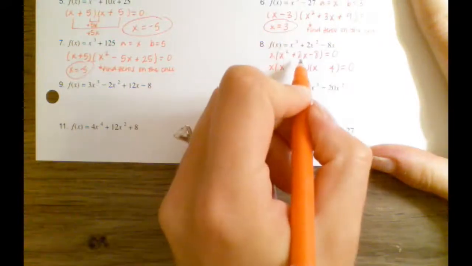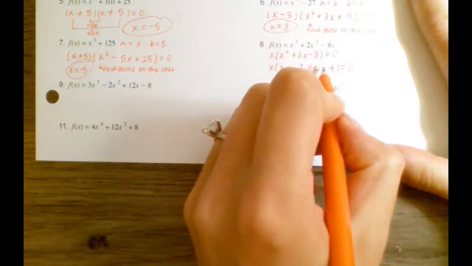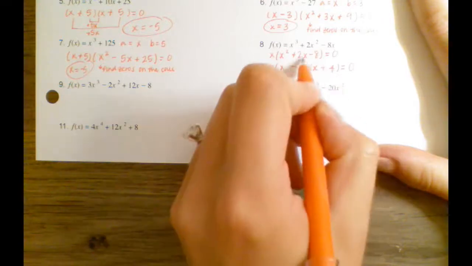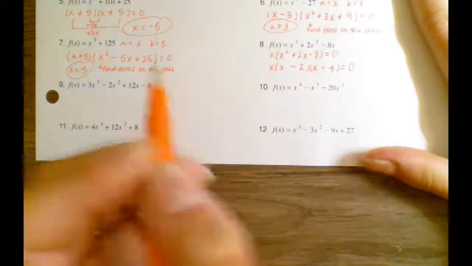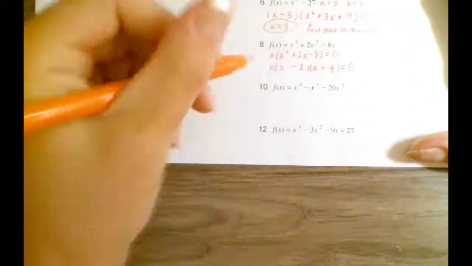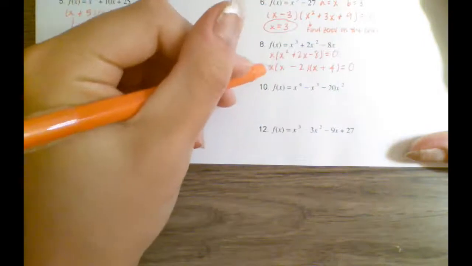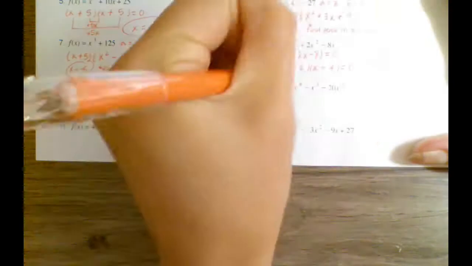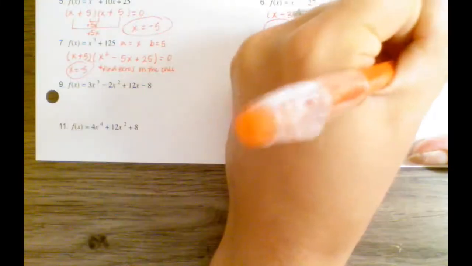Factors of 8 that I subtract or give me 2 are 4 and 2. Let's see, I need this to be a positive 4, and this a minus 2. 4 minus 2 is positive 2. Negative 2 times 4 is negative 8. So my x values are x equals 0. Do not forget to set the GCF equal to 0. A lot of people forget that. Set that GCF equal to 0. So x equals 0, x equals 2, and x equals negative 4.